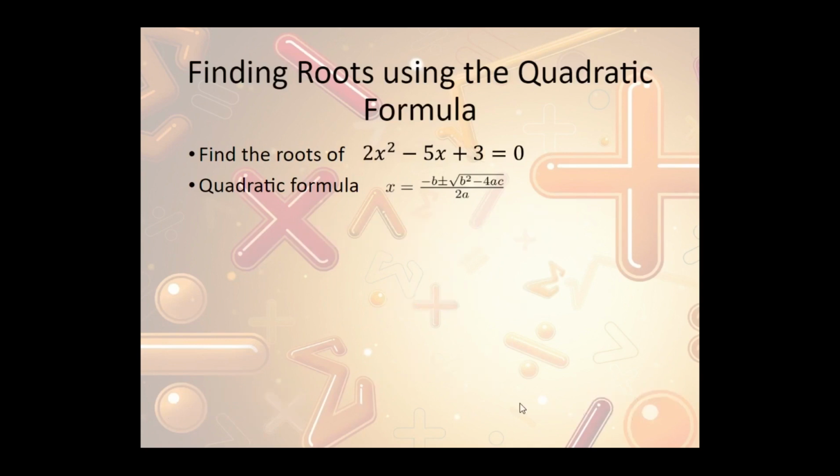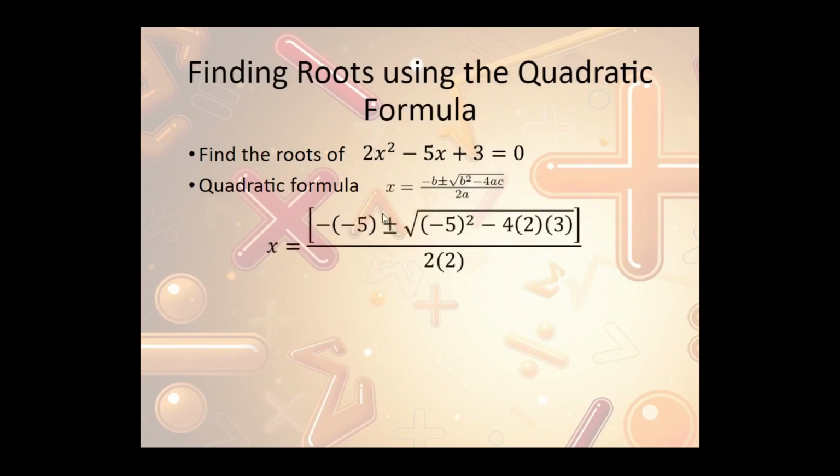So let's look at another example. We have 2x squared minus 5x plus 3 is equal to 0. We're going to plug it into the formula. We plug negative 5 in for b, again negative 5 in for b here, 2 in for a, 3 in for c, and then 2 in for a down at the bottom.